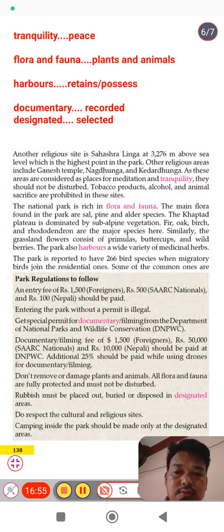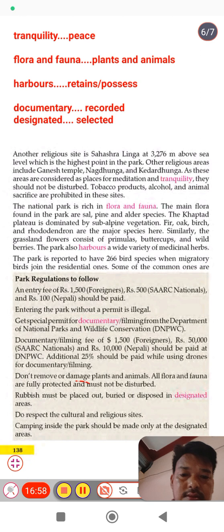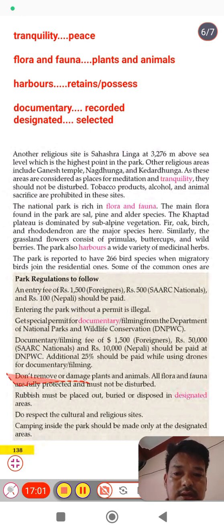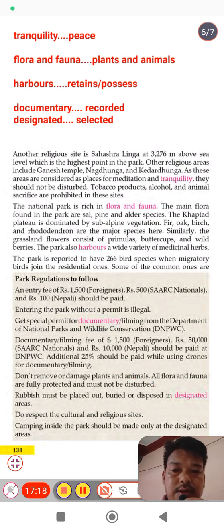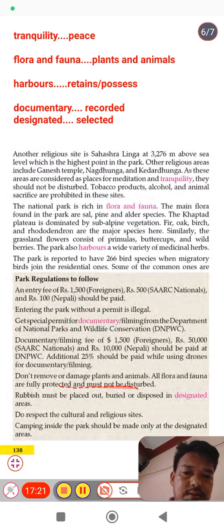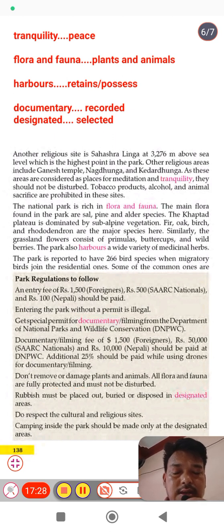Don't remove or damage plants and animals. Yes, the visitors and the people are not allowed to remove or damage plants and animals. They are not allowed to touch and remove the plants and animals. All flora and fauna are fully protected and must not be disturbed. So inside the park, trees, plants and animals are fully protected, and they should not be interrupted or disturbed.